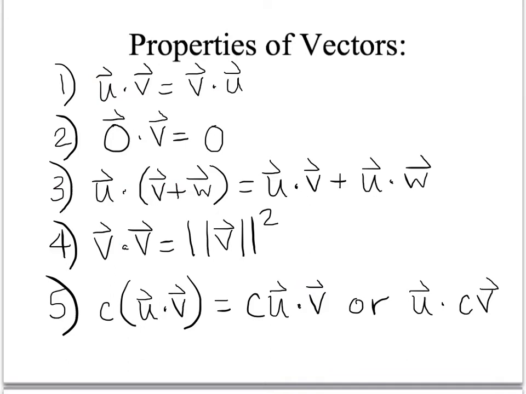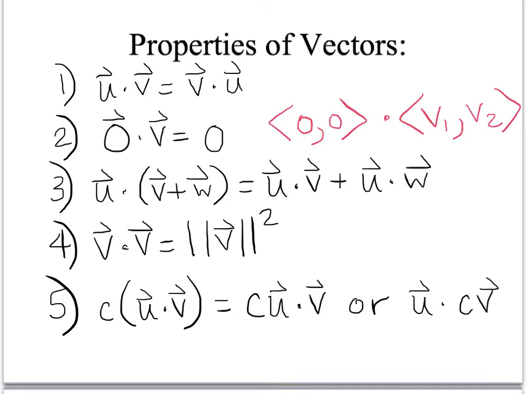Okay, in property number 2, the zero vector is basically the 0, 0 component vector. If I dot that with vector v, what it's saying is that I'm going to end up with a 0 answer, because 0 times v1 plus 0 times v2, 0 times anything is 0.